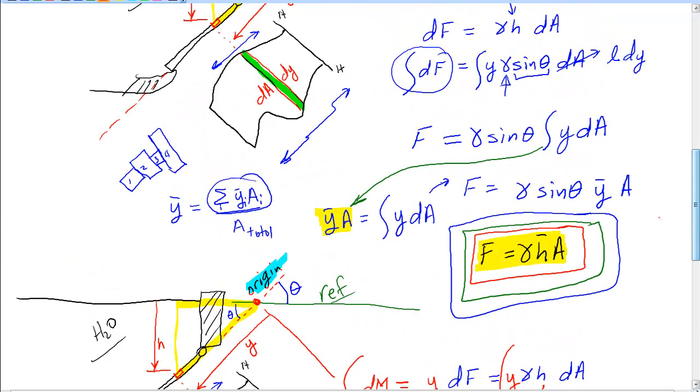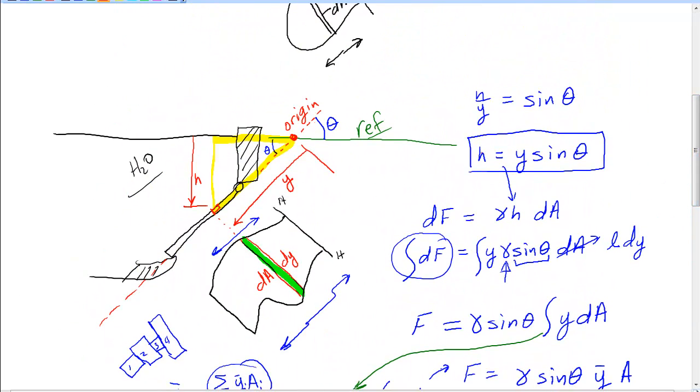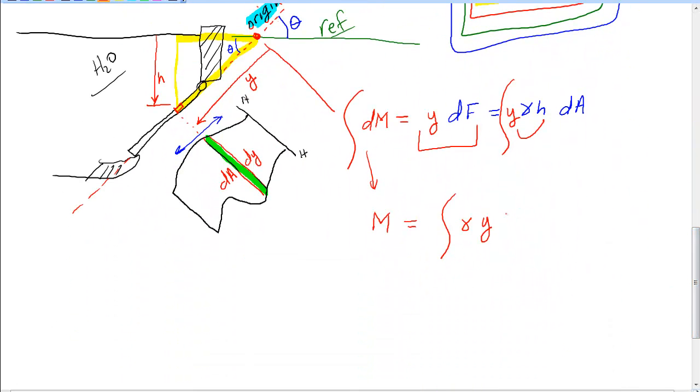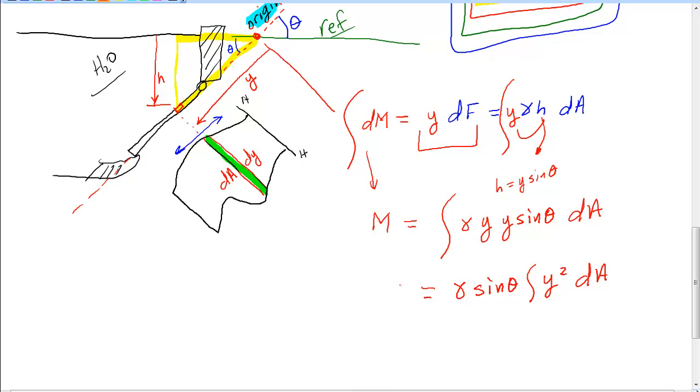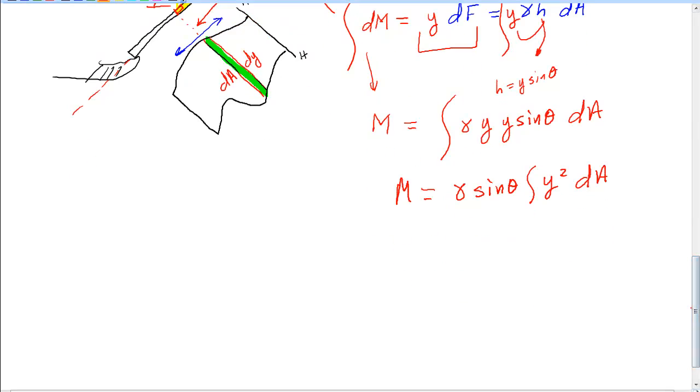Go back to my equation, which sat right here. h is equal to y sine of theta. I'll even write it down. h is equal to y sine of theta, meaning I can drag this through the equation and get y sine of theta. I move the gamma over in front of the y, times dA. Nothing more than gamma sine of theta y squared dA. That's all it is.